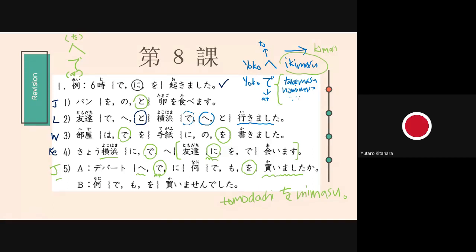Okay, very good. Okay, number B, nani. I think all of you should know, right? Nani mo. Very good. Okay, nanimo kaimasen deshita. I didn't buy anything. So again, if you want to memorize, nanimo usually means nothing or anything. The textbook just tells you like that. Of course, if you think of the logic, it's similar to Chinese: what also never buy, what also didn't buy. Didn't buy anything. Okay, very good. Let's go on to the next one.